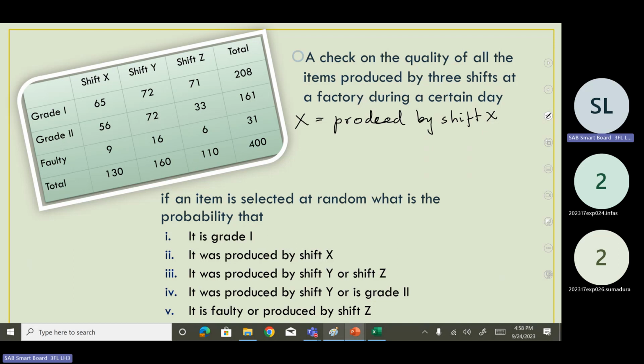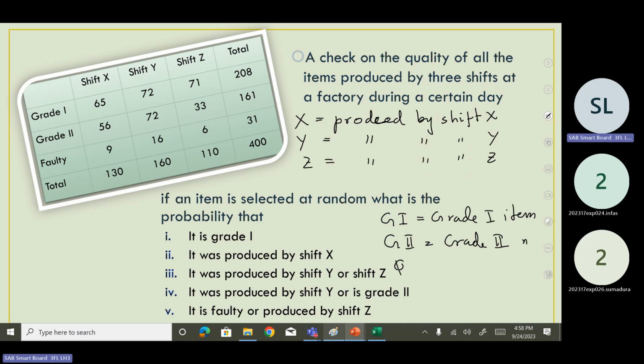So similarly, we can have produced by shift Y, the second column. So you take this tag Y. The third one, produced by shift Z, we denote by Z. Then, grade one item, grade two item, faulty item. We'll say G1, grade one item, G2, grade two item, and F means faulty item.